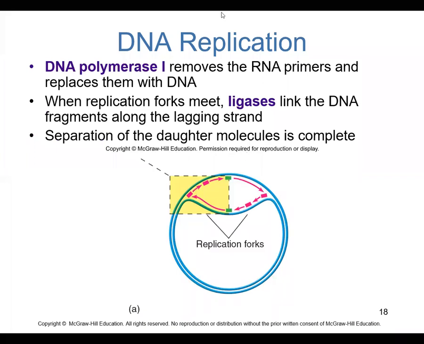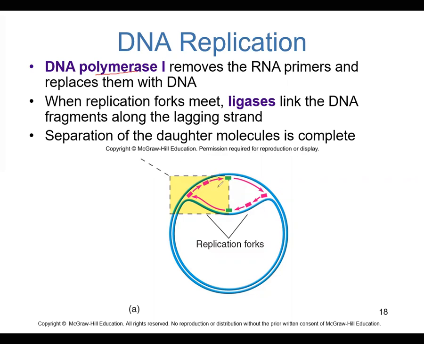Now we're back into this. I'm going to change the color again, just because the blue is not showing up that great. With all these little pieces on these lagging strands, you'll have a DNA polymerase 1 that will come in and remove.